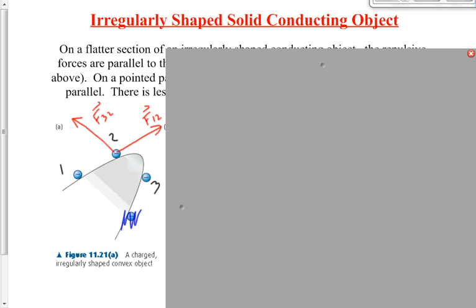Now we've got a 2-dimensional thing. Let's resolve that F32 into components, so we don't have to do any math. Don't worry about that. Let's call this the y component and this the x component, even though it's not truly an x and y axis here. The y component of F32 pushes that electron to the outer surface.